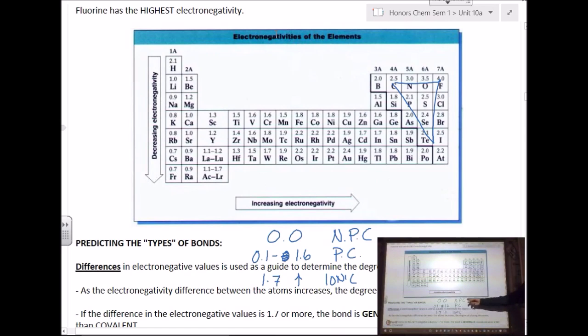Predicting the types of bonds. I already have the values written on there. You may want to write these down as well. If we're looking at two atoms, this will be the way the homework's going to look tonight, and I'll do one or two of those for you tonight, or before we leave.